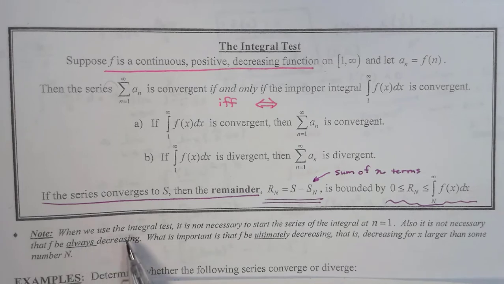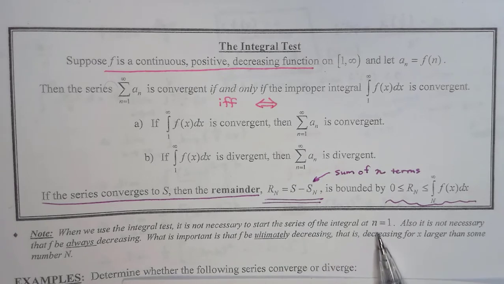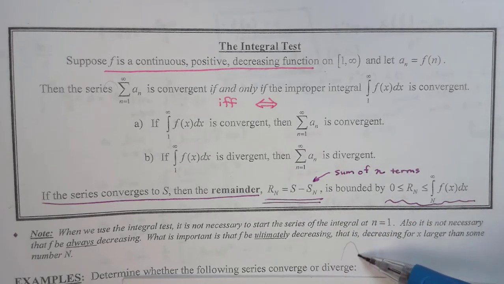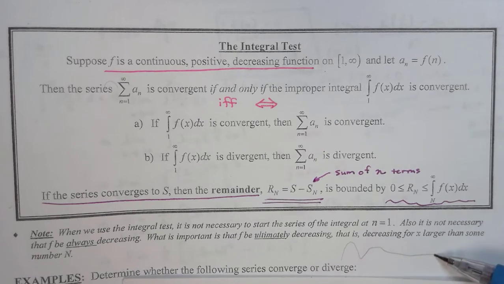Note, when we use the integral test, it is not necessary to start the series or the integral at n equals 1. Also, it is not necessary that f be always decreasing. What is important is that f be ultimately decreasing. Maybe after a few terms, it then is ultimately decreasing. That is, decreasing for x larger than some number n. Maybe after 5 terms, my function does this, and then it decreases.